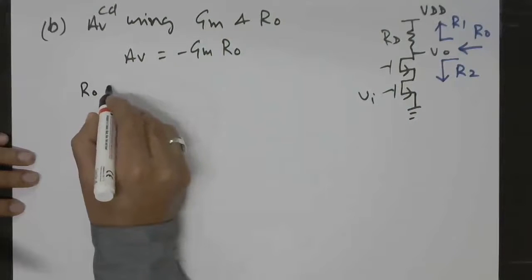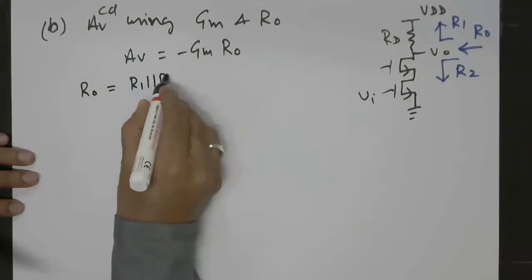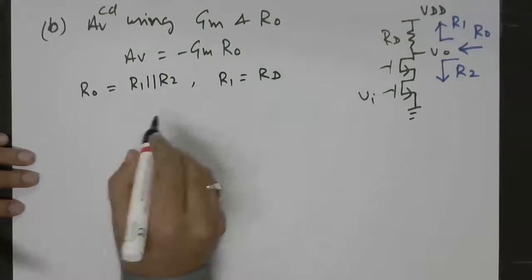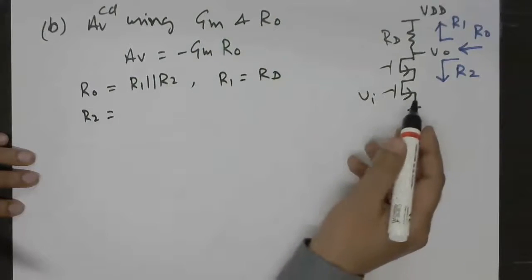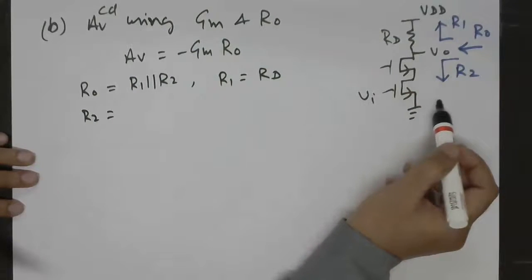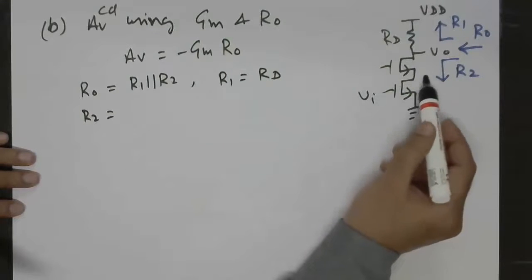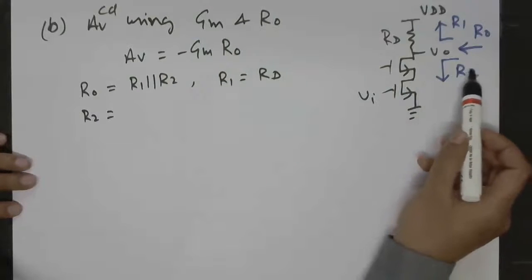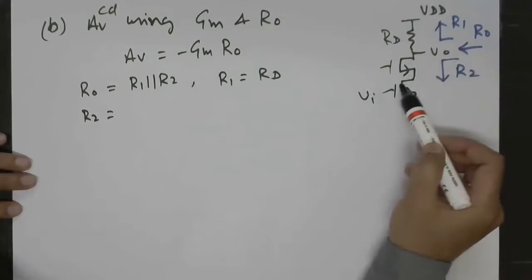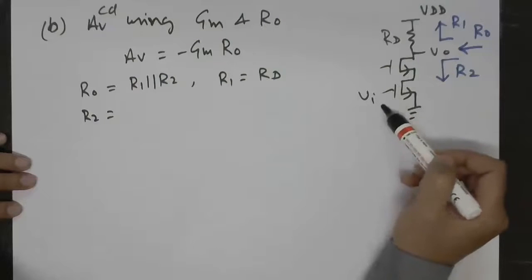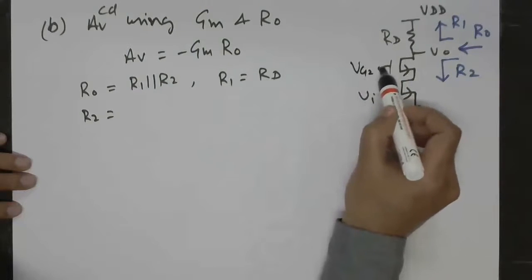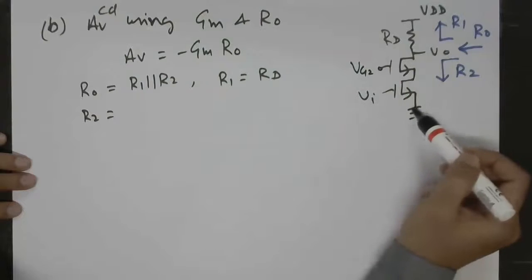RO is the parallel of R1 and R2, where R1 is simply RD, and for R2, we have already analyzed the output impedance of this configuration when we use it as a current source. So keep in mind that when we try to find R2 of this configuration, you will have to short circuit the input, remove the input. That means you have to ground this one.